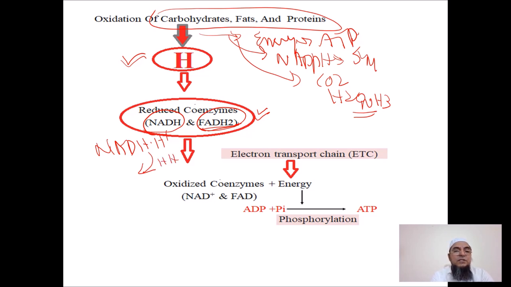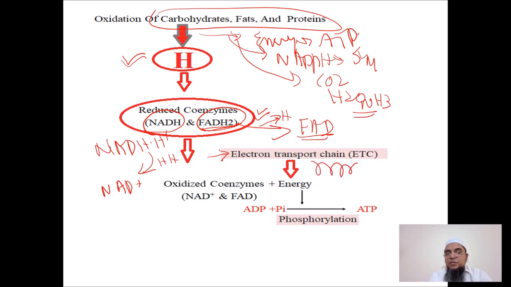When they enter, they will release their hydrogen and become oxidized. So NADH will convert into NAD, and FADH2 will convert into FAD by releasing its hydrogen. And this hydrogen will enter into the electron transport chain, and with the movement in this cycle, they release energy, and this energy is so much that it will pick the inorganic phosphate attached with the ADP, and this process is called phosphorylation. So they will make ATP, because this phosphorylation is combined with oxidation. That's why it's called oxidative phosphorylation.